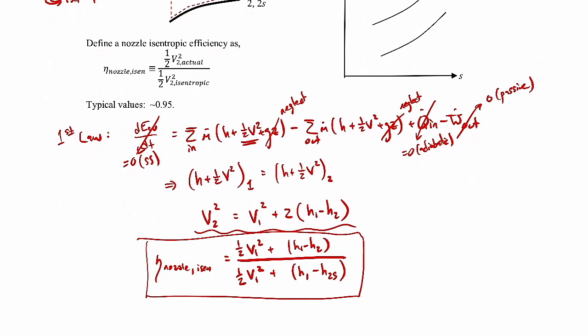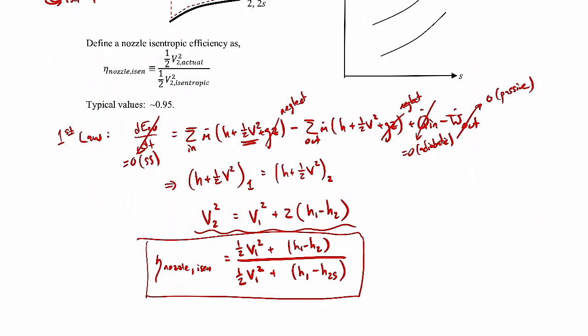And just like with the compressor and turbine, we generally know the inlet conditions, so we would know the inlet velocity, you'd know the inlet temperature and pressure, so you could find the inlet specific enthalpy. In the actual case, you would measure the outlet temperature and pressure, so you could find the specific enthalpy at the outlet. And then for the isentropic case, you would know that the specific entropy remains the same between state 1 and state 2, so you could find the specific enthalpy for the isentropic case, just like what we did with the compressor and turbine.